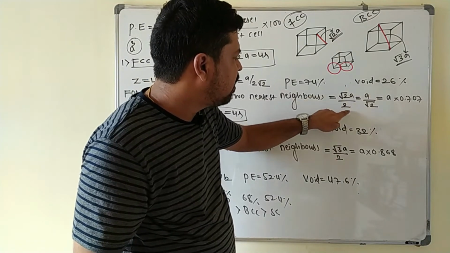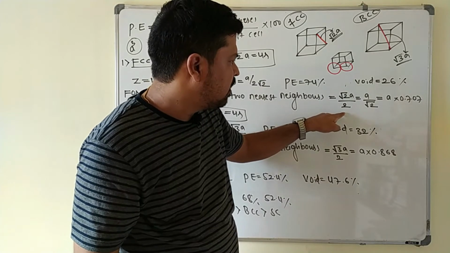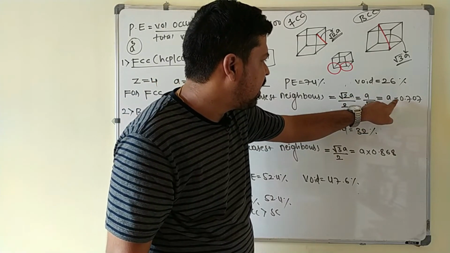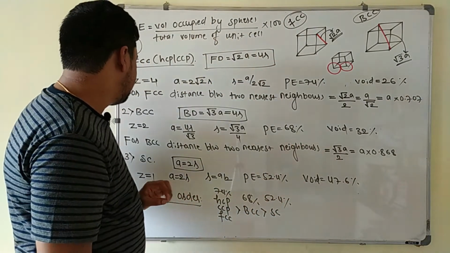equal to face diagonal divided by 2. Face diagonal value is what, root 2a divided by 2. This is nothing but a by root 2. Directly you can take a into 0.707, you can take like this, okay.